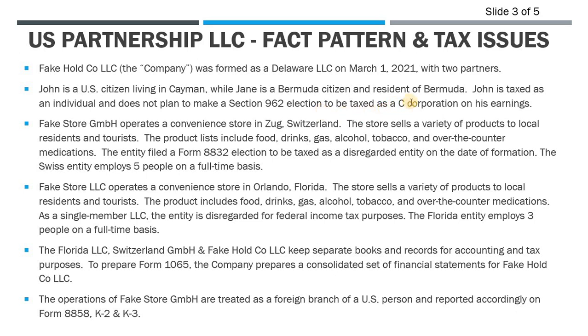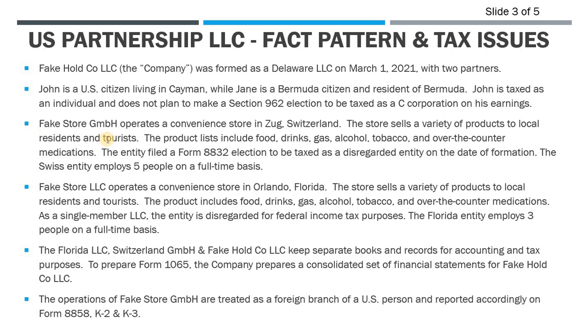That's important to note because if John were going to make that election, it might require us to prepare some additional schedules that would only be relevant for C corporations. But in this case, we don't have to do that because, in an effort to make the example a little simpler, we're just going to assume that he's not doing that.